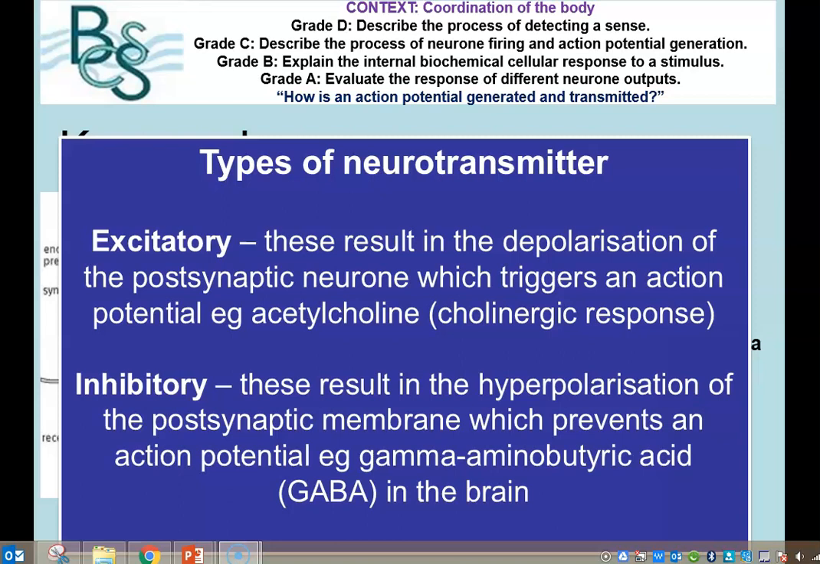The second type is an inhibitory neurotransmitter, and what this does is it stops depolarization of the next neuron. Okay, so if you've got an impulse travelling along a sensory neuron, it would then stop it from travelling along the relay neuron. An example of one of these is GABA, which we find in our brain. Now, GABA is a really interesting neurotransmitter. It's there really to kind of calm everything down in the brain.